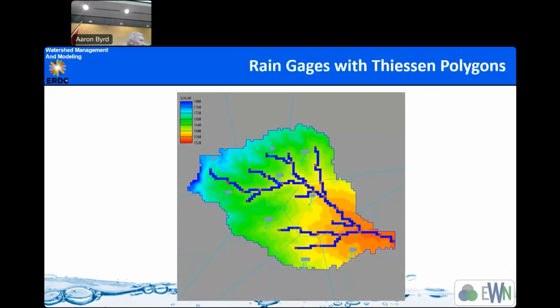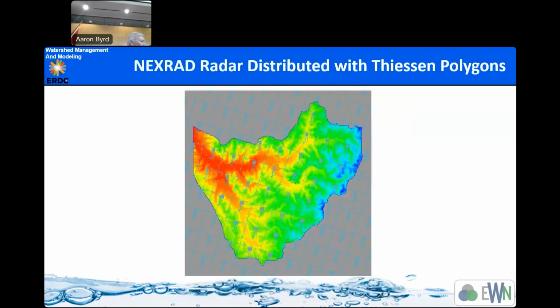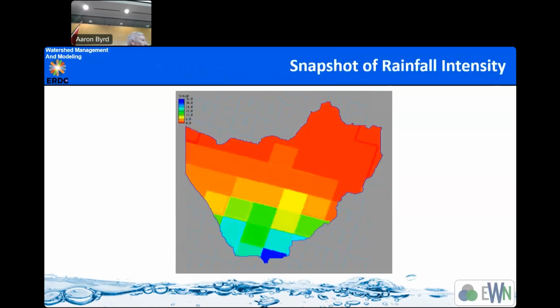Here's a picture of rain gauges in a watershed with Thiessen polygons. Here's a picture of a watershed with a radar grid laid over the top of it, with again Thiessen polygons. If you pick Thiessen polygons with a radar grid, you'll get the radar grid at the center of the Thiessen polygon, which is what you want. It's just a snapshot of rainfall intensity.